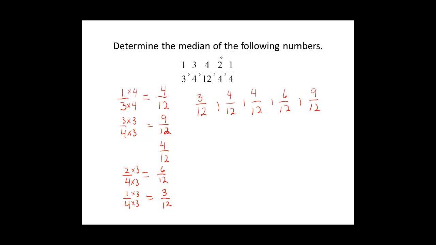To find the median, we need to find the middle number, and the middle number is 4/12. 4/12 can also be written by dividing the numerator and denominator by the greatest common factor, which is 4, and we get 1/3. So our median is 1/3.